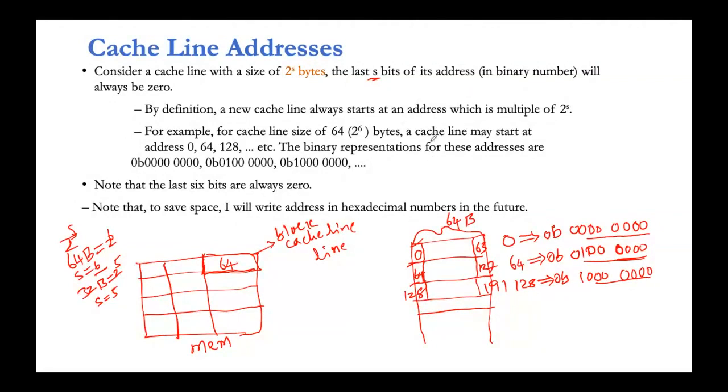So it shows that a cache line may start at the address 0, 64, 128, etc. The binary representations of these addresses are as shown. The last six bits are always 0. Note that when the last six bits are 0, it means a new cache line is starting. So from here, let me just clear this.